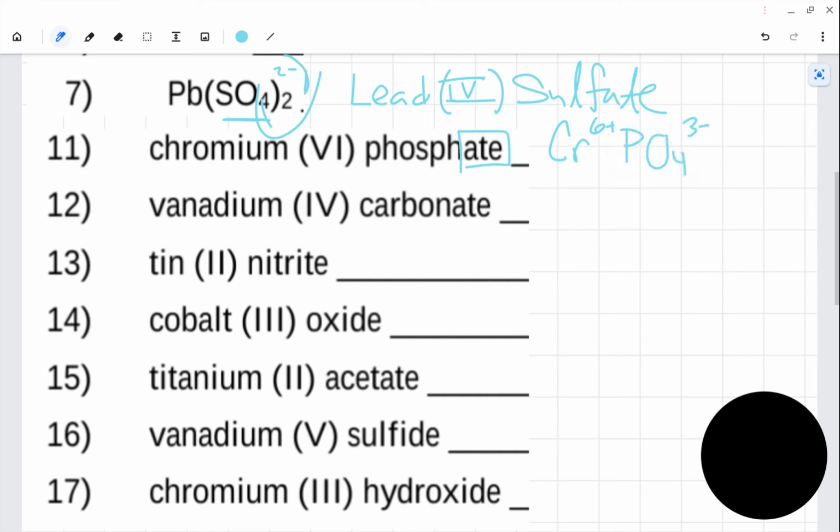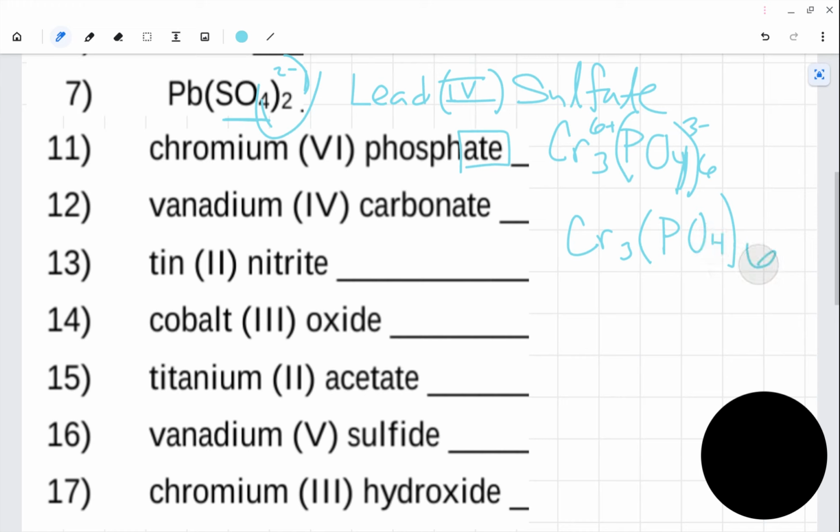Alright, so now we're just going to do the crisscross rule. The 6 is going to come down over here, but remember, if it's a polyatomic, I'm going to have to put parentheses if I need more than one of them. The 3 is going to come down. Now I really like this example because when I write it here, you're going to notice that you can simplify.